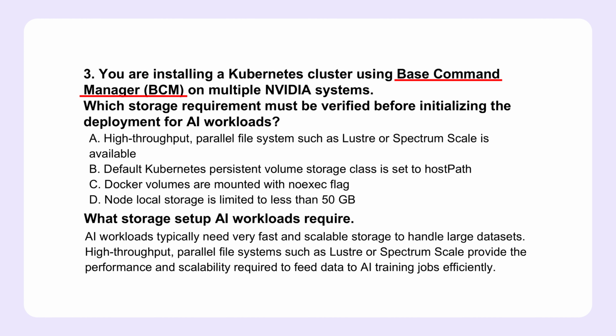What do you have to have? Well, yeah, that's critical. AI workloads are incredibly data hungry. They need really high throughput and parallel data access. So what's non-negotiable is having a high-performance parallel file system available, things like Lustre or IBM Spectrum Scale. Verifying this before you deploy is absolutely crucial.